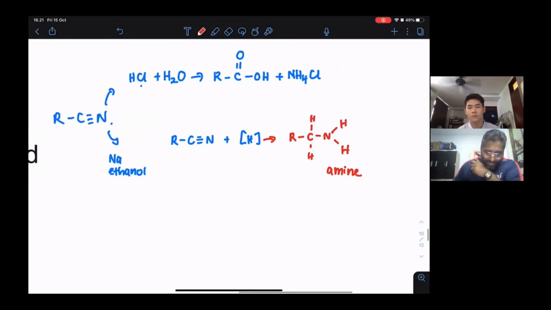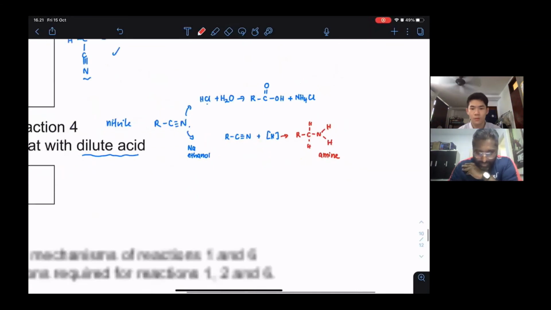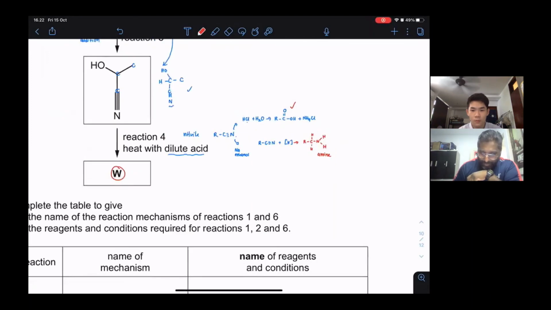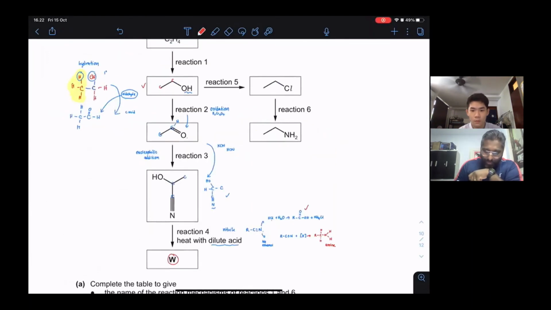So now coming back here, when you heat with dilute acid, what you are expecting is carboxylic acid. So this one is carboxylic acid. For the next part, if you have an alcohol and suddenly this OH is substituted by Cl, this is what we call nucleophilic substitution.